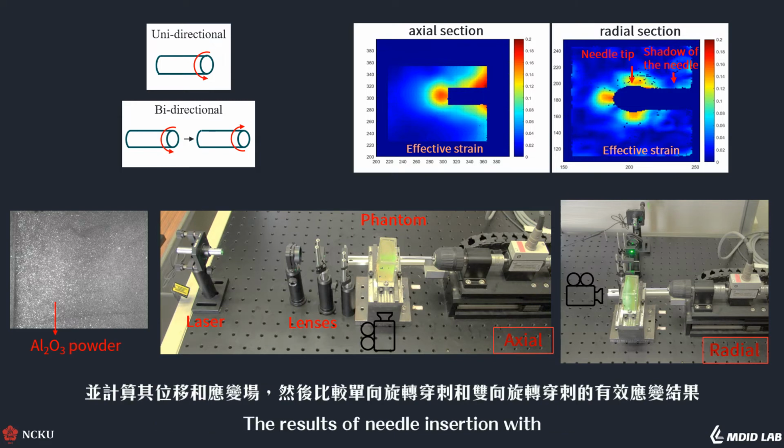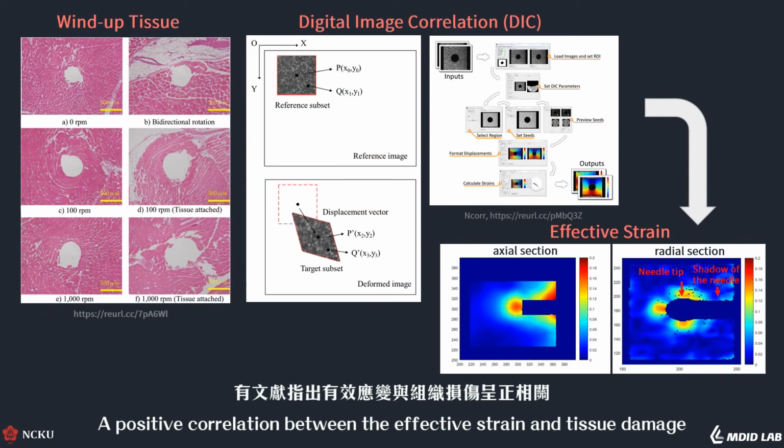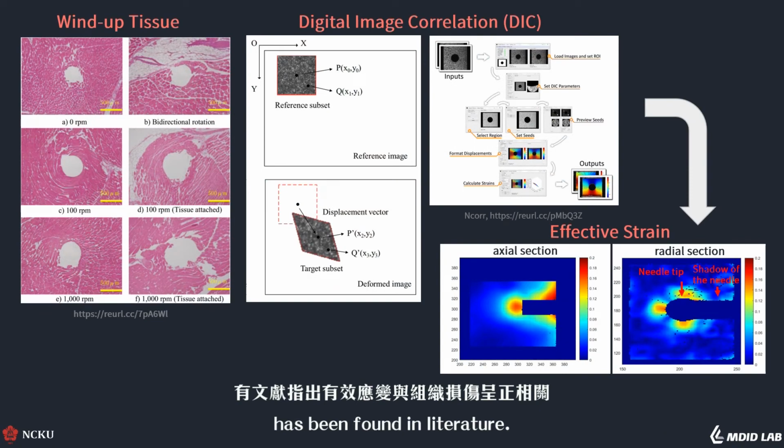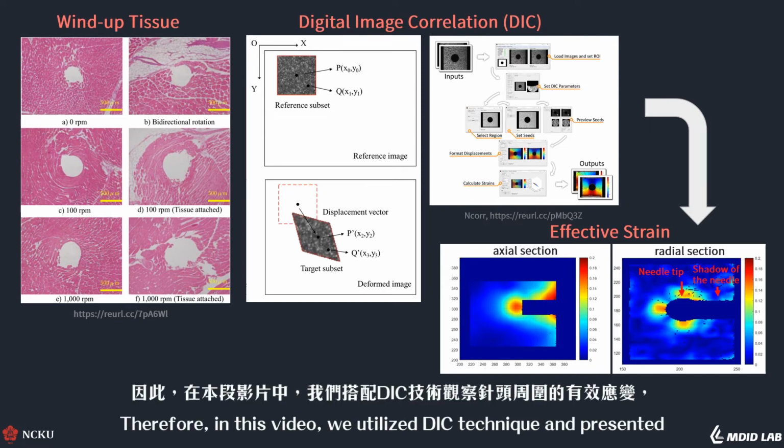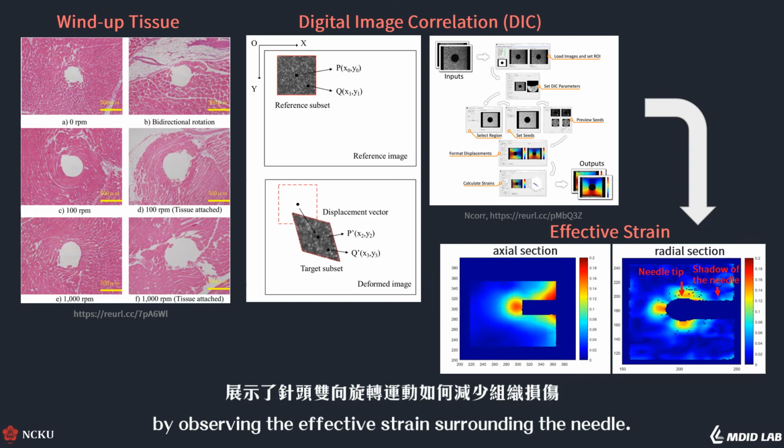The results of needle insertion with unidirectional rotation and bidirectional rotation were compared. A positive correlation between the effective strain and tissue damage has been found in literature. Therefore, in this video, we utilized DIC technique and presented how bidirectional needle rotation can help reduce the tissue damage by observing the effective strain surrounding the needle.